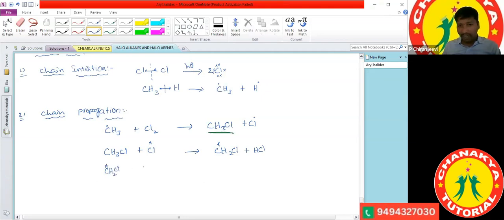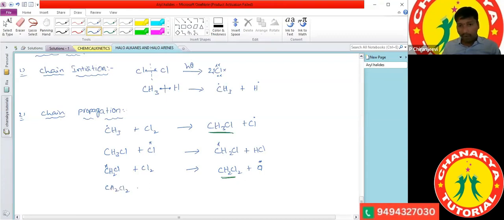CH2Cl radical combines with one more chlorine molecule and forms CH2Cl2 plus HCl as the byproduct. Sorry, this one is only Cl radical. The equation is not going to be balanced, so one chlorine is attached to the CH2Cl and it forms one Cl radical. Here you get one more product.